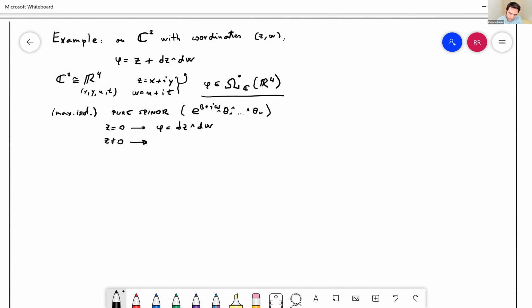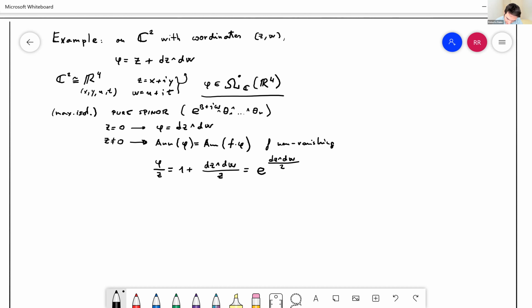When z is not 0, remember that the structure given by a spinor is the same as the structure given by a function times the spinor, when f is non-vanishing. So when I am assuming that z is not 0, what I can do is write, instead of this phi, phi over z. This is giving me the same structure, and this is actually 1 plus dz wedge dw over z, and this is actually e to the dz wedge dw over z. Why is this? Because this exponential is 1 plus the form plus the square of the form, but this square is going to vanish because I have repeating terms. So it's actually this exponential. And of course, this is a complex form.